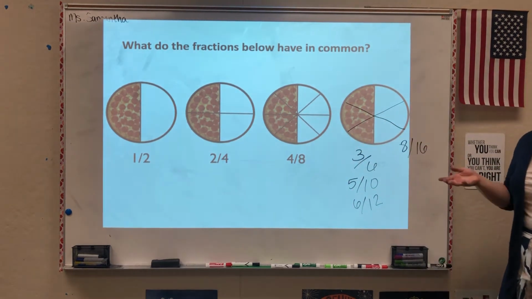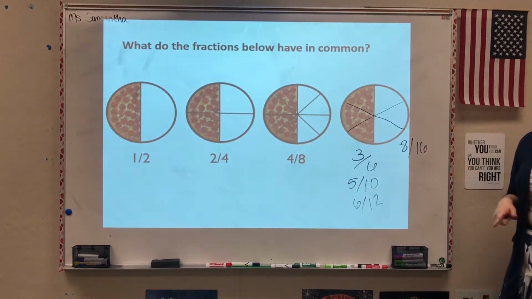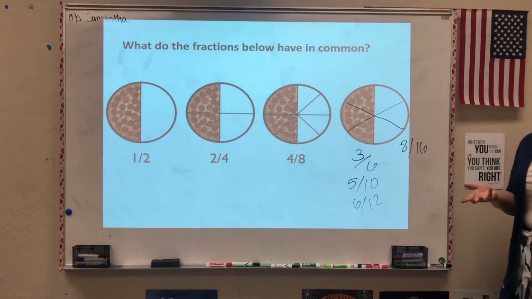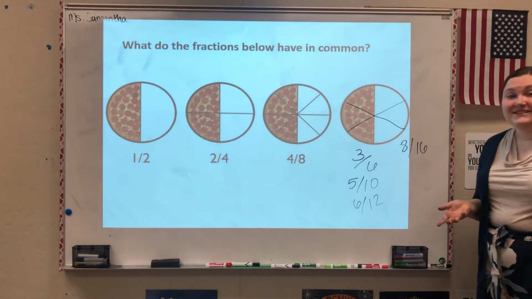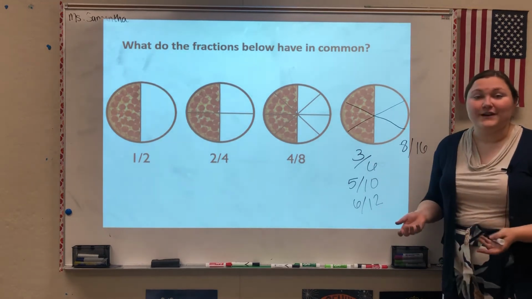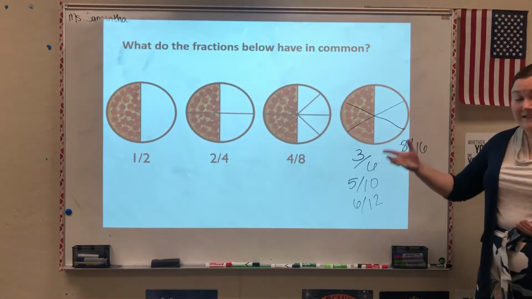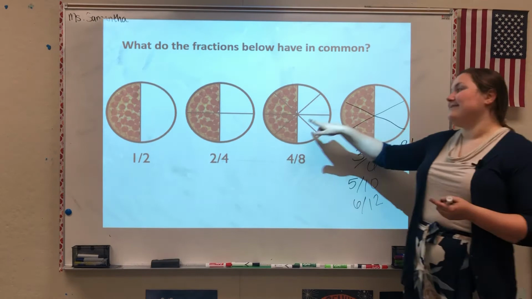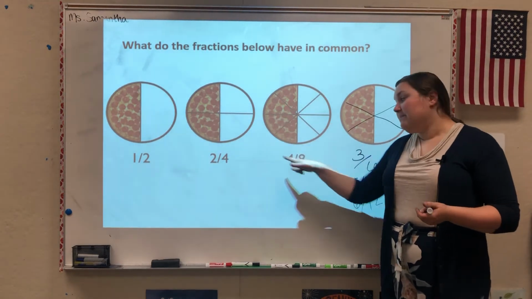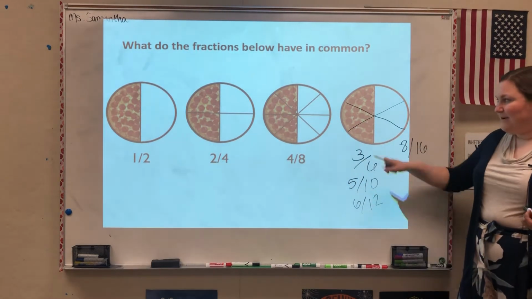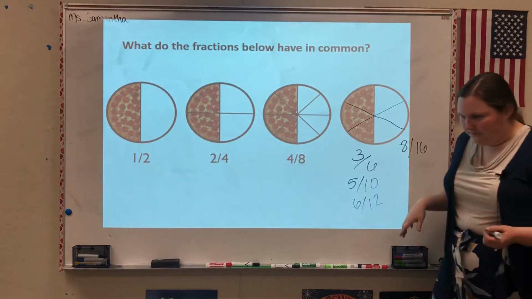Now the reason we're talking so much about pizza and all these different ways you can cut up half a pizza is because these are all examples of what we're talking about today, equivalent fractions. Equivalent is just a fancy word for equal. These are all equal fractions. They all represent the same amount of pizza. The numbers are different, the fractions are different, but the amount they represent is equal.